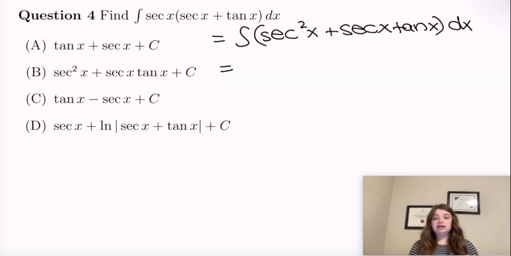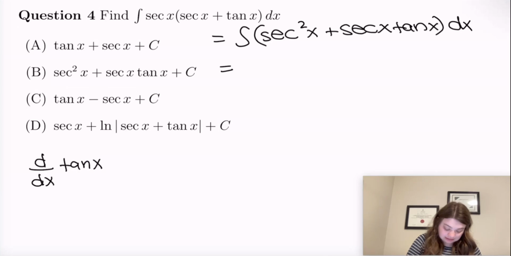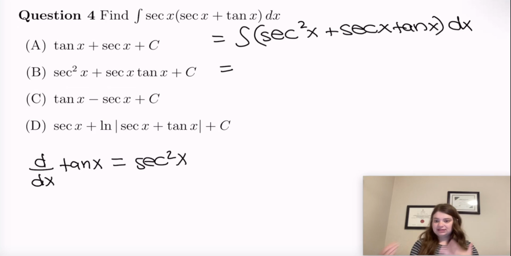Then I'm going to take the antiderivative of secant squared x. So recall that the derivative of tan x is equal to secant squared x. And so therefore the antiderivative of secant squared x would be tan x. So I'll be writing tan x on the next line.